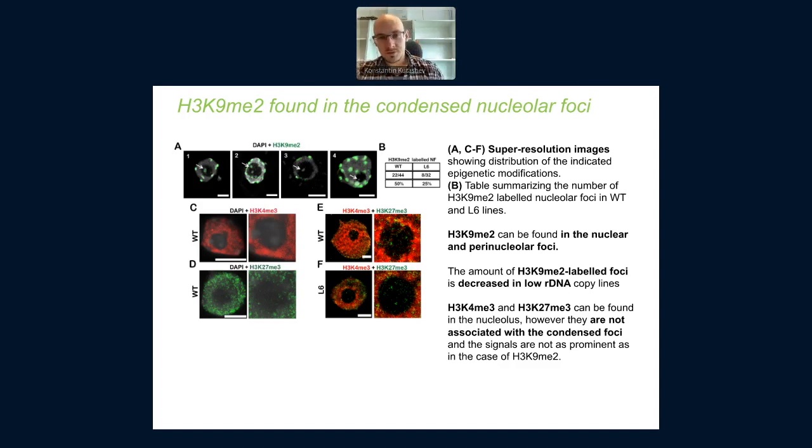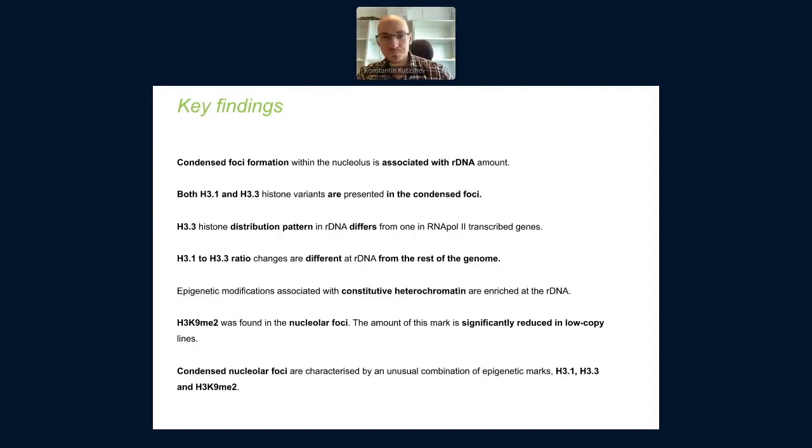And here also with microscopy, we confirm some of this data by identifying H3K9 within these condensed foci in the nucleolus. And we also show that H3K4 and H3K27 are not really found within the nucleolus. So to summarize some key findings, condensed foci formation within the nucleolus is associated with rDNA amount.